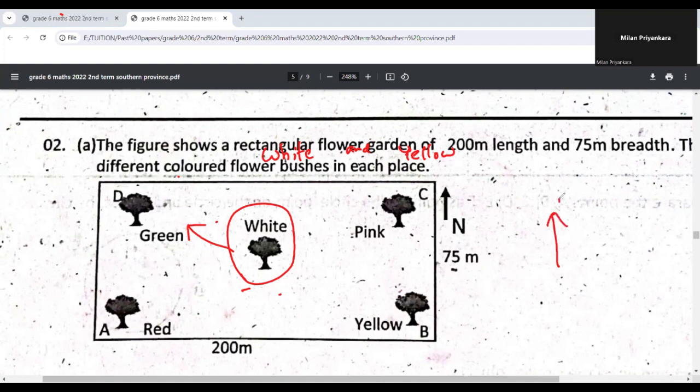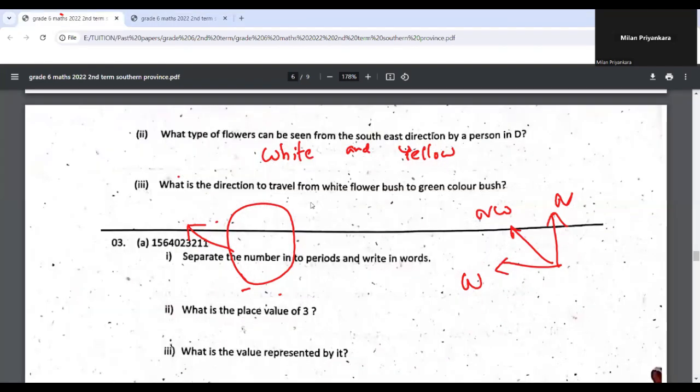So this is north and this is west. So this is going to be northwest. So your answer will be northwest. If someone has to go from white flower bushes to green color bushes, they have to go to the northwest, right? It's going to be northwest, right? So this is the answer. I think you understand this one, right?